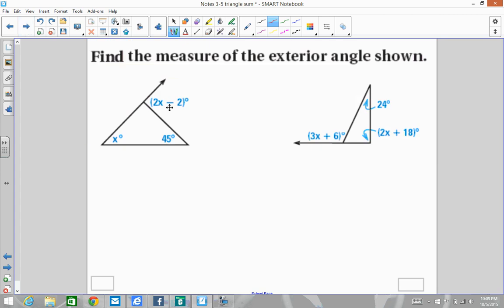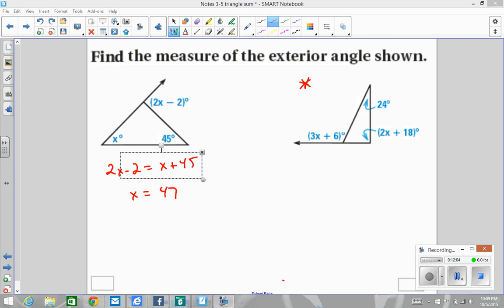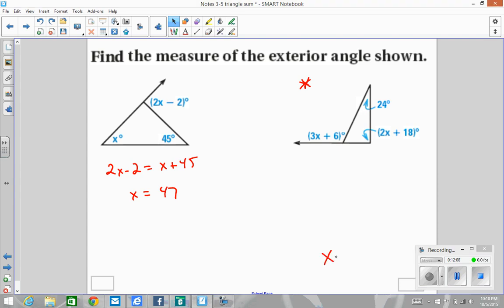So this exterior angle here, which is 2x minus 2, is equal to the two remote interior angles added together. And then I just solve this equation. X is equal to 47, and that one's done. Apply that over here. Do this one also. Solve for x. When you have this one done over here, you should get x is equal to 36. Make sure you have the work. I'll be checking for that.